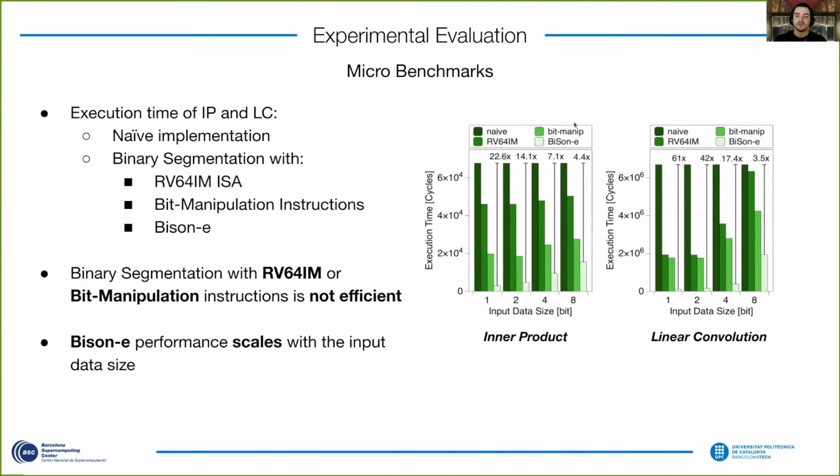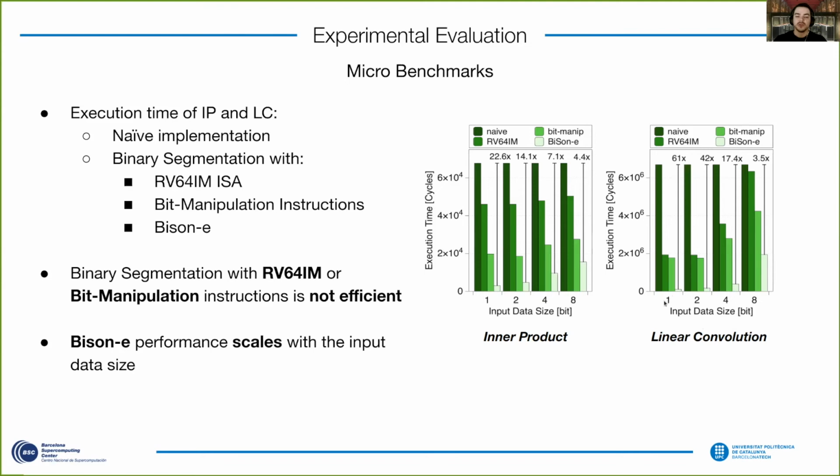As you can see from the images, for both kernels, BiSone outperforms all the other implementations. For the inner product, by a factor that ranges from 4.4x up to 22.6x, while for the linear convolution, by a factor that ranges from 3.5x for 8-bit based computation up to 61x for computation based on 1 bit.